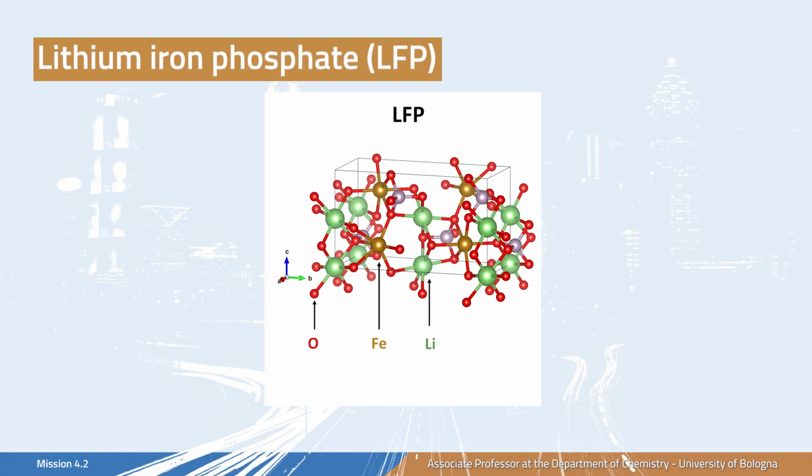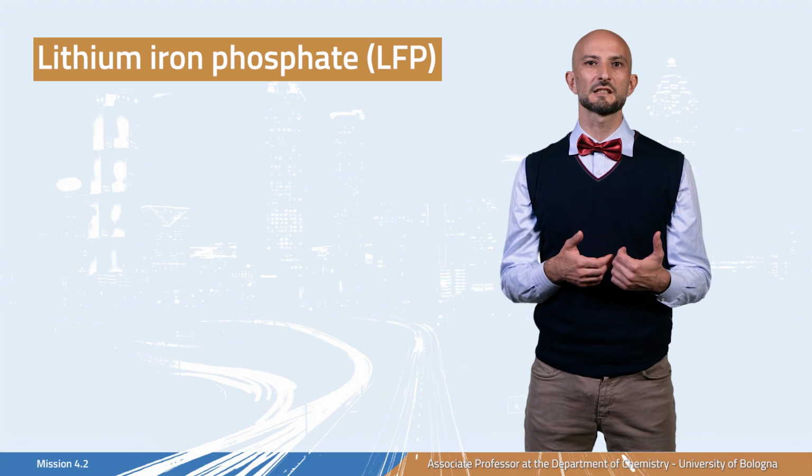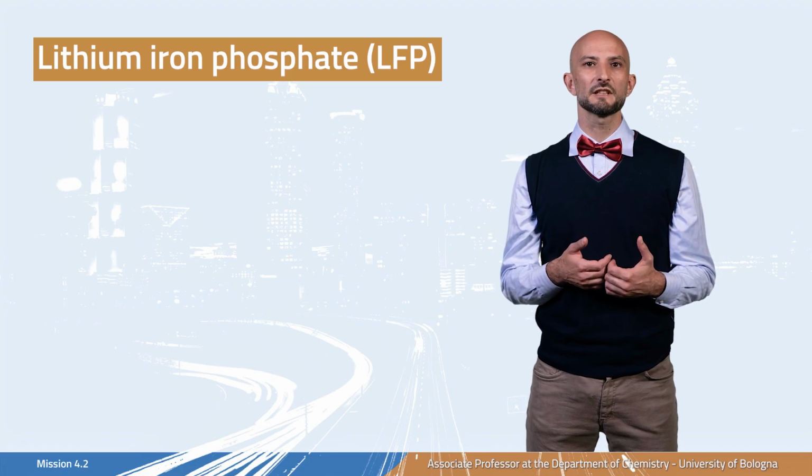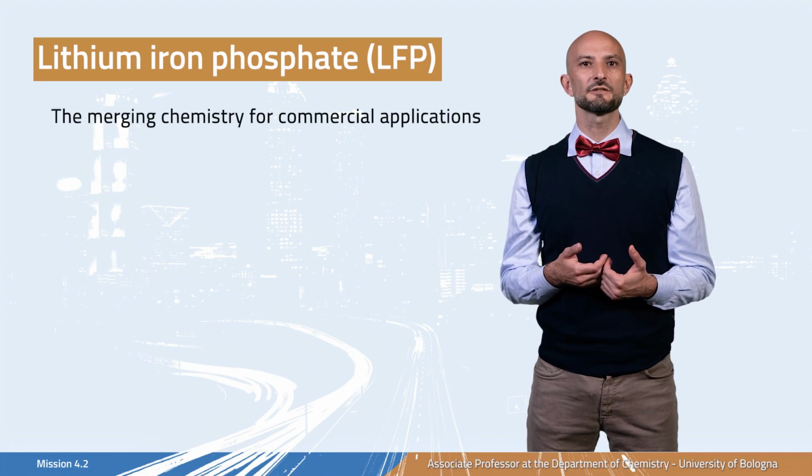Lithium iron phosphate, LFP, is a polyanionic structure with improved chemical and thermal stability, thanks to which it prioritizes safety and stability. At the same time, it provides lower energy density compared to the other cathode materials. The absence of critical raw materials, except for lithium, its safety, and maintaining a good compromise between energy and power density make LFP the emerging chemistry for commercial applications.